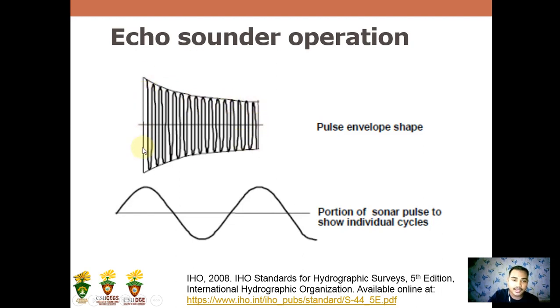So if we zoom in on this part, this is how its form looks. So this is a portion of a sonar pulse to show individual cycles. It looks like a normal wave.